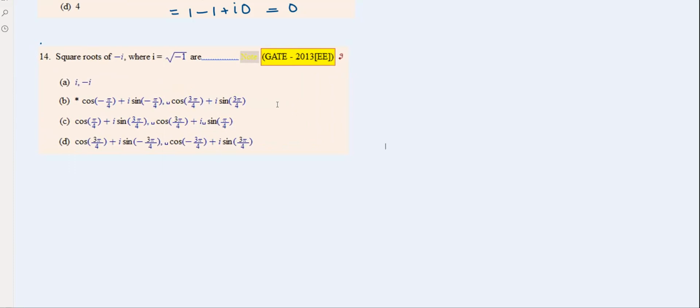Okay, now next. What are the square roots of minus I? So z square is equal to minus I. See, you should know how to write I and minus I. On a unit circle, I is this point, the imaginary unit on the imaginary plane, and this is minus I.